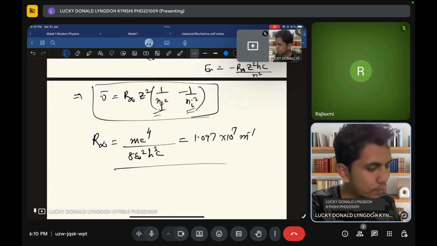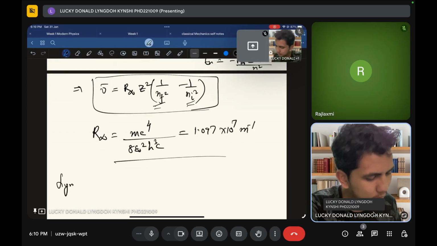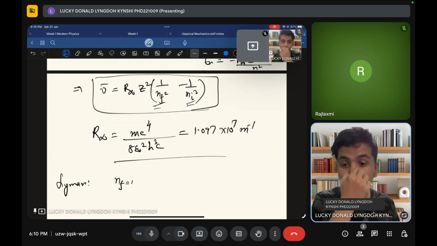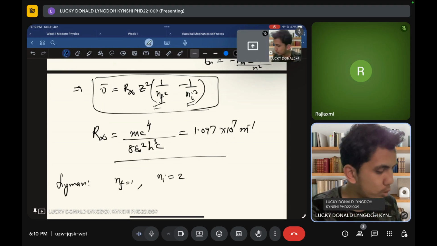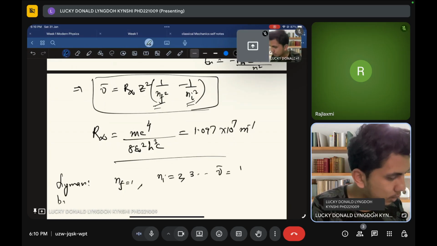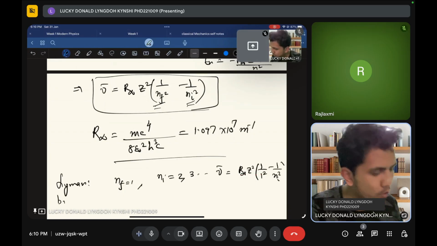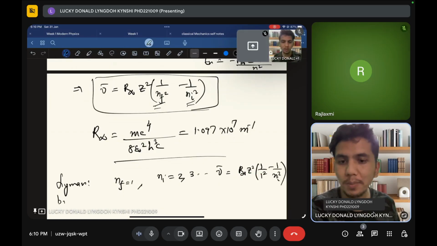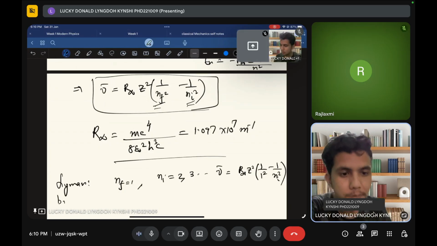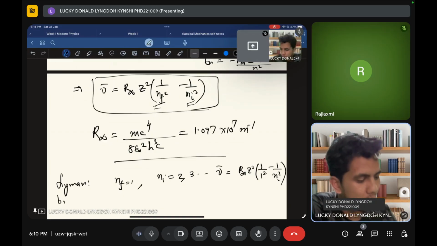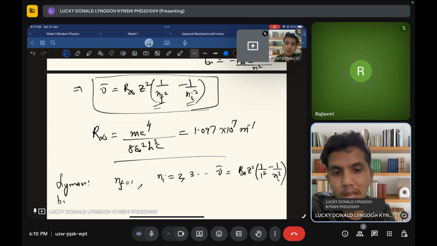So that means you have now a series called Lyman series. Lyman series means nf equal to 1, that is your final state, is the first state, and ni can be 2, 3, 4. Then I will write here, mu bar is equal to R infinity Z square 1 by, since nf is equal to 1 square minus 1 divided by n square, and n will be 2, 3, 4, and so on. This is called the Lyman series. That means, if that electron jumped from any excited state to the first ground state, nf is equal to 1, then you have what we call the Lyman series.